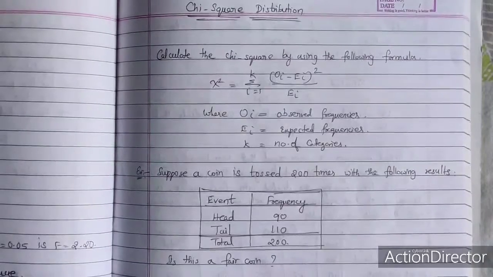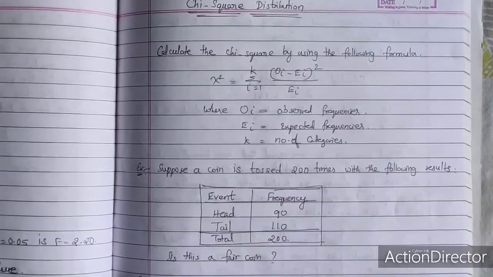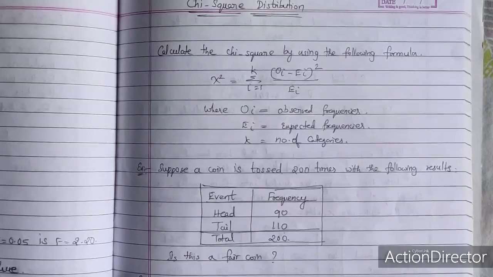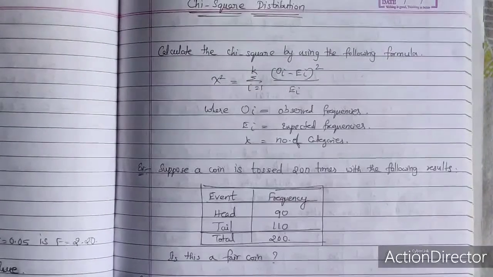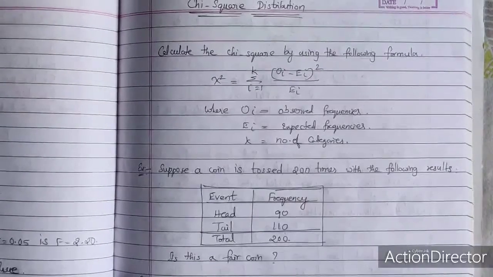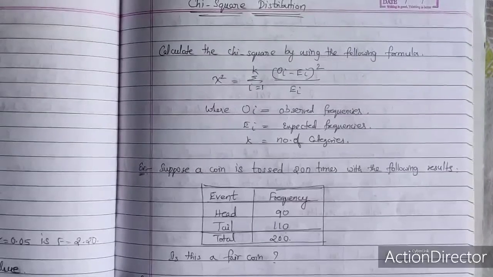Good morning students. Today we will discuss another test called the chi-square distribution. This is also one of the tests in hypothesis testing. In the Z test, T test, and F test, we test population parameters like mean, proportion, and variance. In some cases we need not test population parameters. In such situations we use this chi-square distribution.